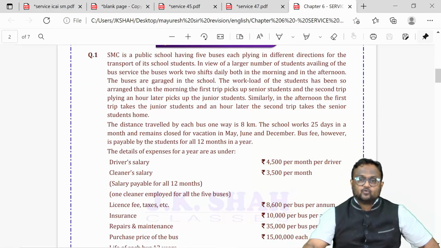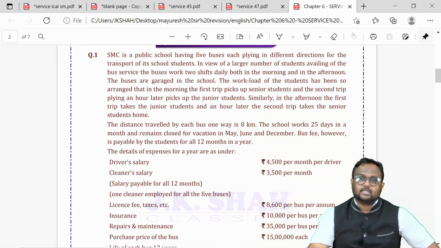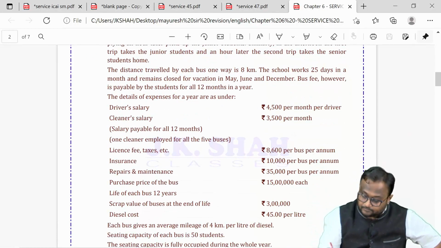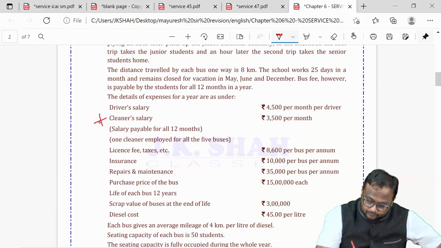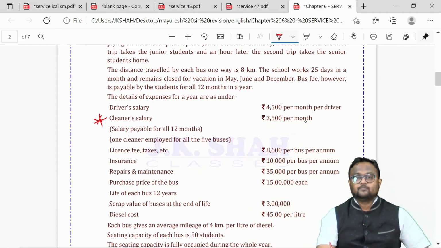This was a question of a school bus. If you recollect, we were supposed to calculate cost of one bus and cost of 5 buses. The important point was this. In case of cleaner's salary, we must remember that 3,500 per month is paid and he is managing all 5 buses. So the entire 3,500 per month is getting paid for all 5 buses.